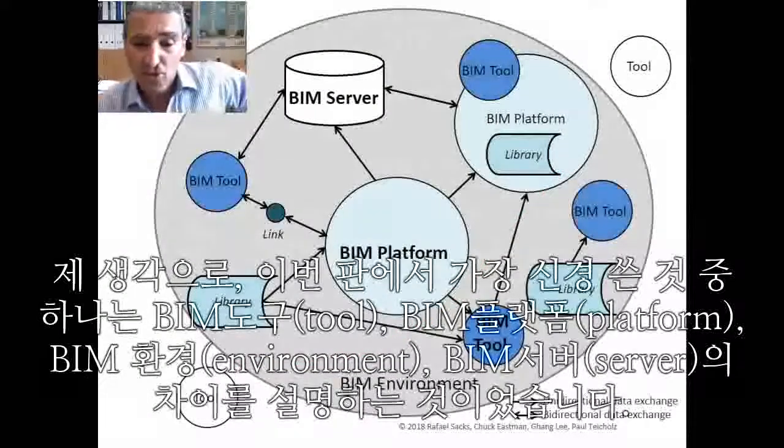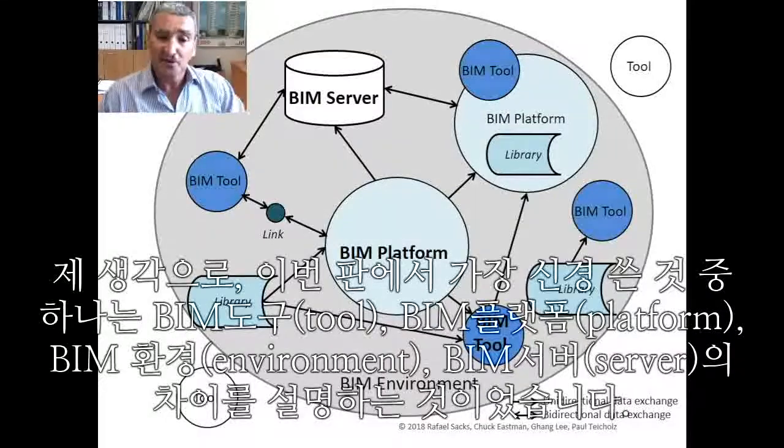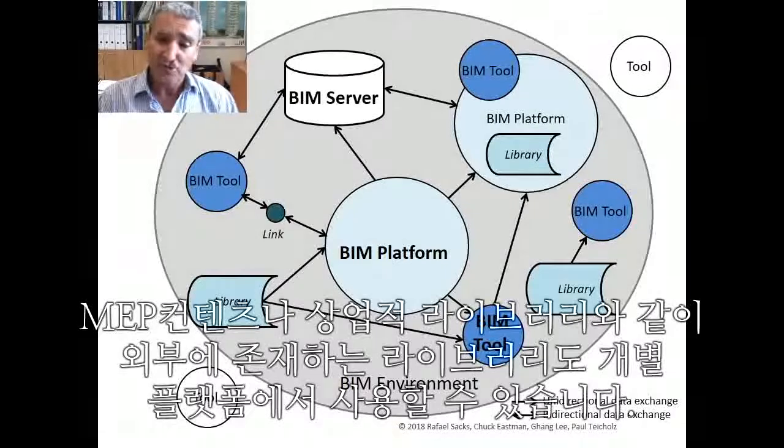I guess one of the important things that we've done in this edition is we've made a very big effort to identify and explain what is a BIM tool, what is a BIM platform, a BIM environment, and a BIM server. The key here is that we recognize that you can have a platform that has many and varied tools within it, and that libraries of objects can exist within the platform, as we might think of families within Revit. Or they might exist in external libraries, as you might find in MEP content or other commercial libraries that are external to any individual platform.